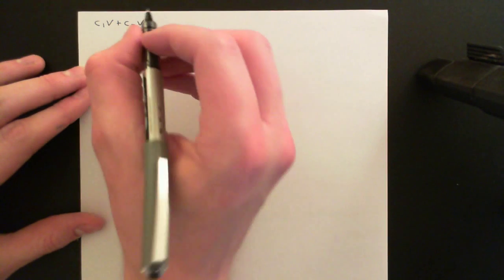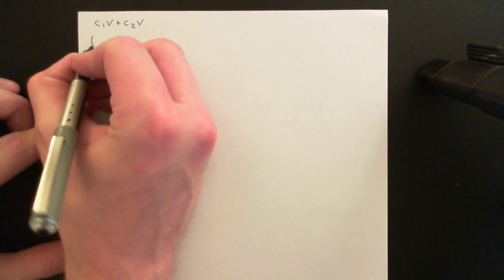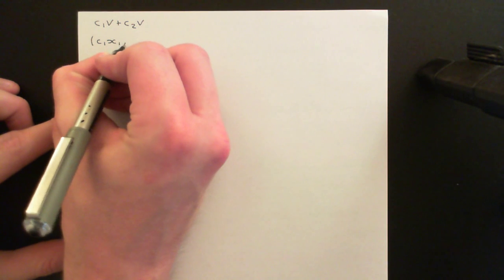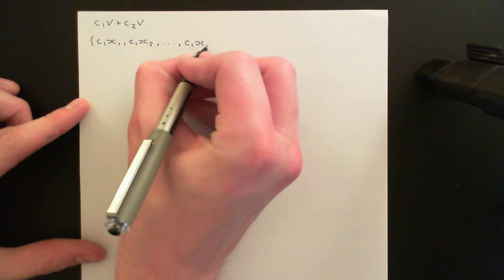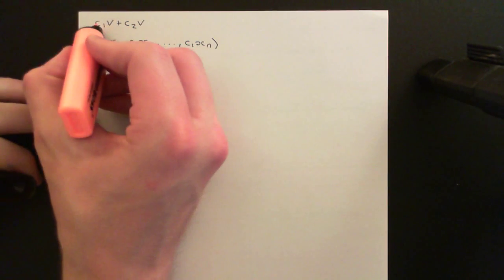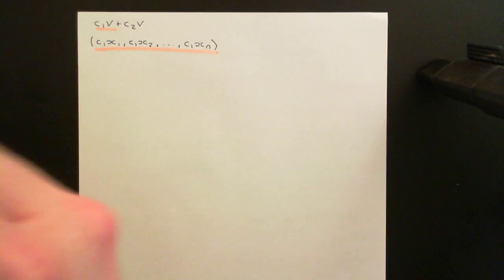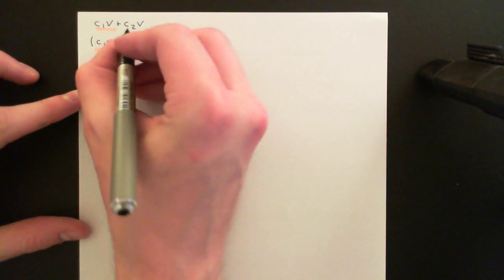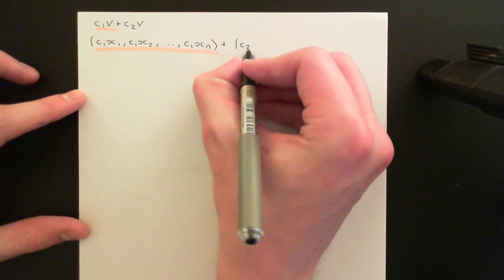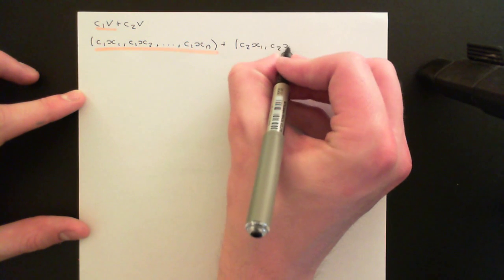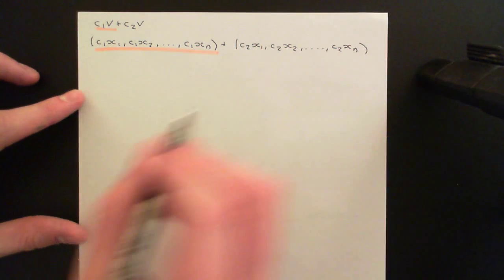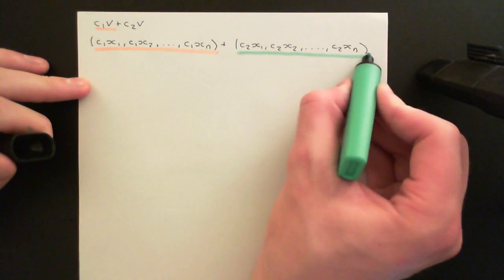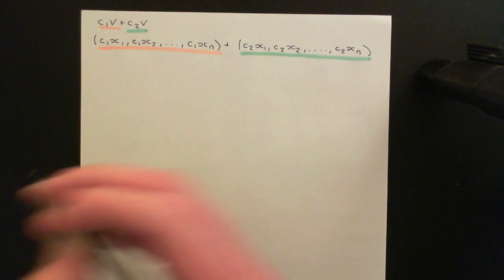Right, so let's just apply the definition to this. So C1 times V will be the vector of the form (C1 x1, C1 x2, and then it will go all the way up to C1 xn). Okay, so this thing here is exactly this thing here. And then we want to add it to C2 times V, which will be of the form (C2 x1, C2 x2, all the way up to C2 xn), like so. So now all we have to do is add those together.